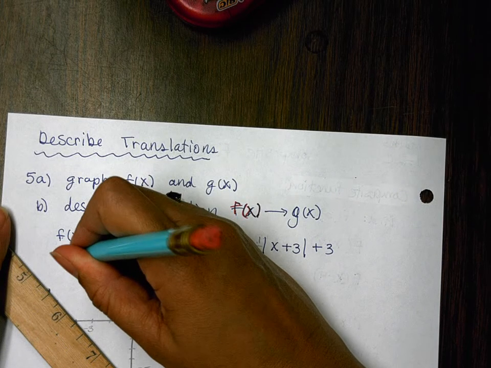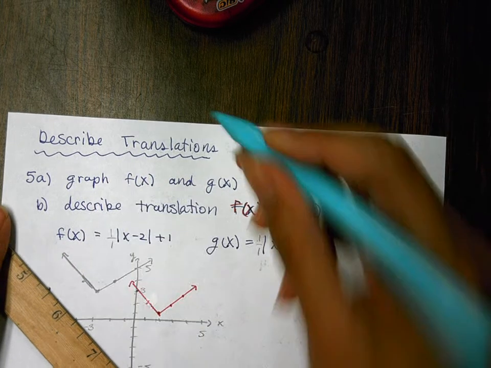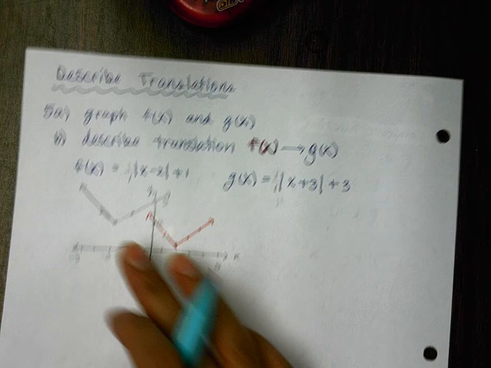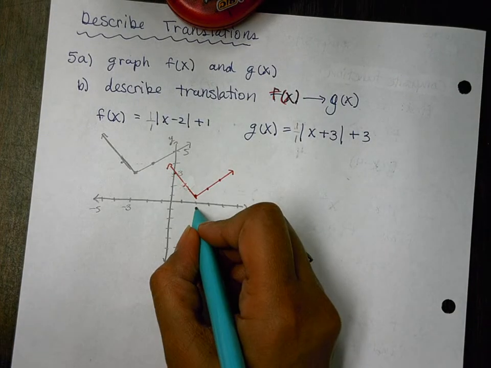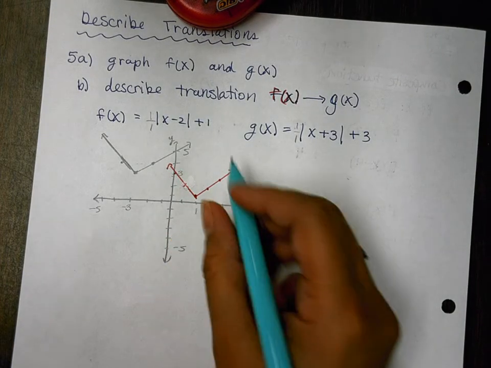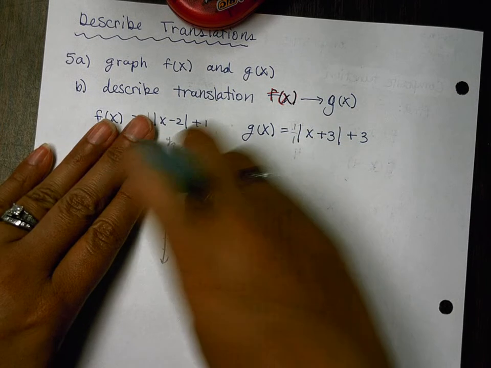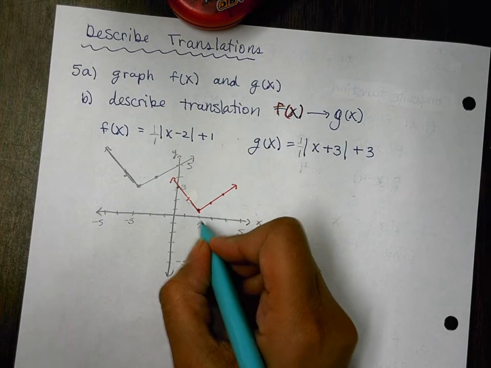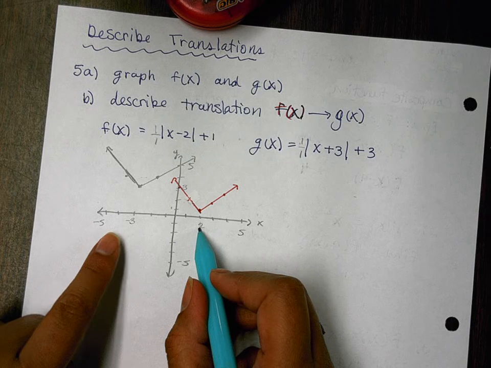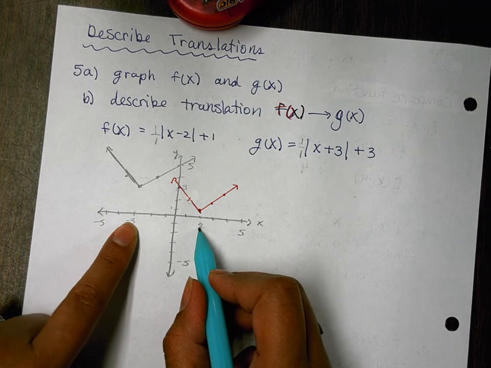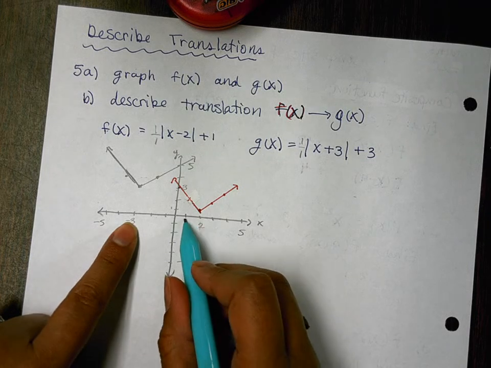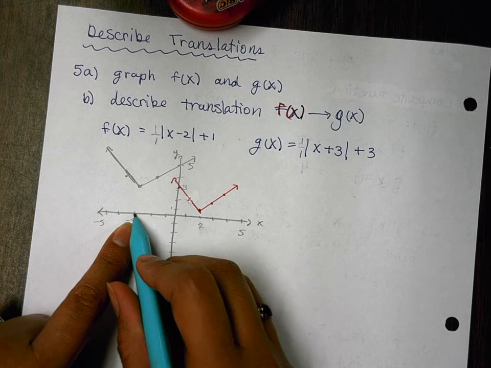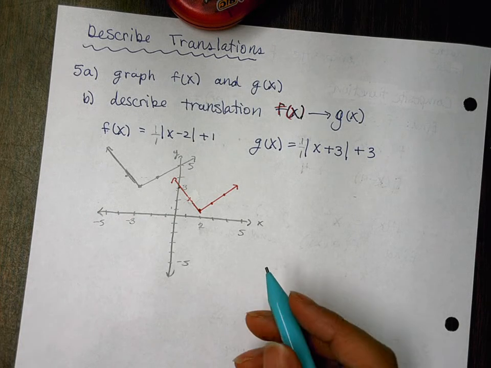Okay, and it wants to know the translation from the red to the pencil. Okay, so this was 1, I'm sorry, that was 2. 2, 1. And from the 2, I moved to the negative 3. 1, 2, 3, 4, 5. That is left 5.